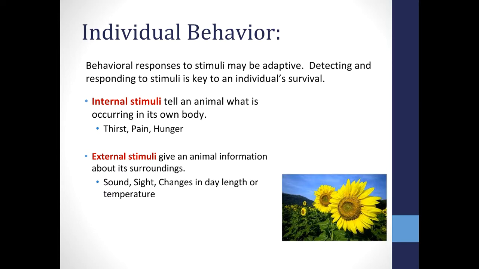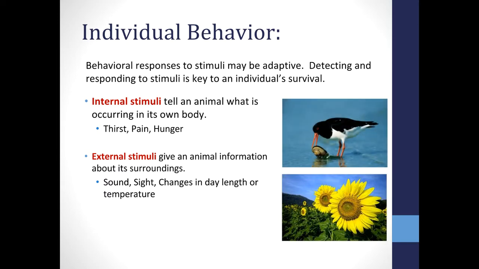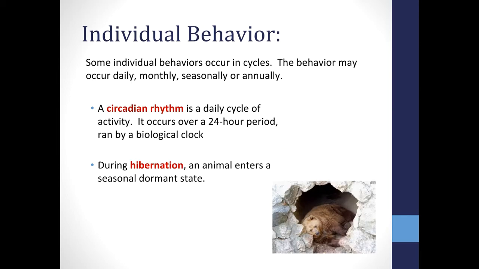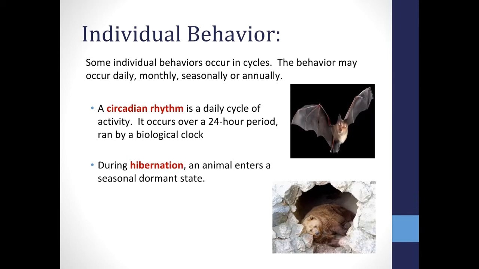And then there are external stimuli. Maybe the sun gets hidden behind clouds, and so the light changes. If there's a shadow of a bird overhead, and this is a small mouse, then that's an external stimulus, and it can run under a tree, something like that.